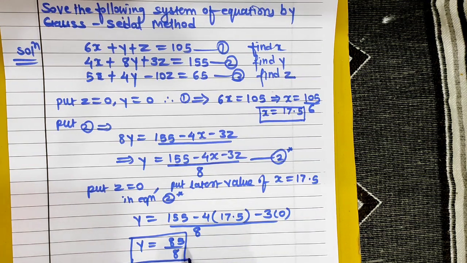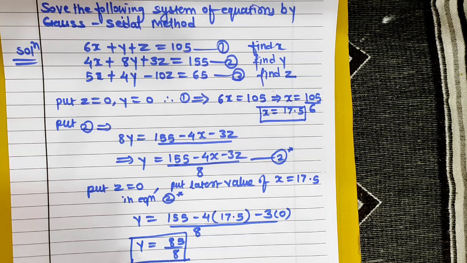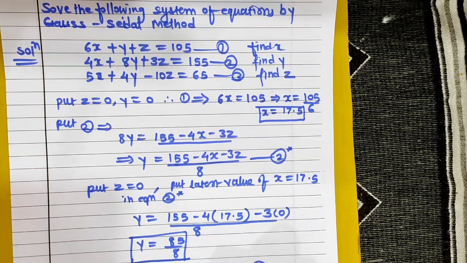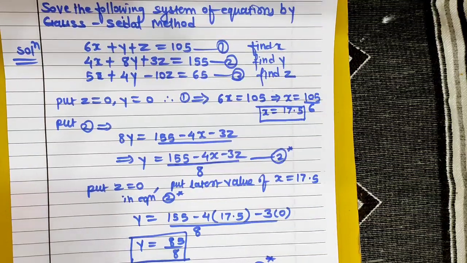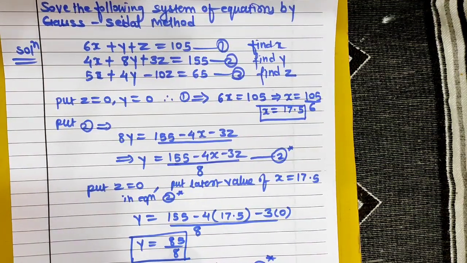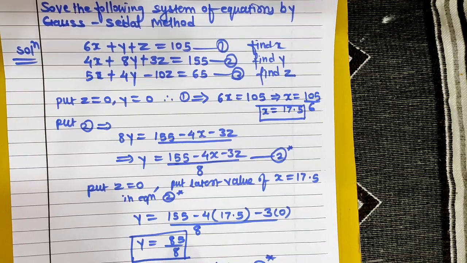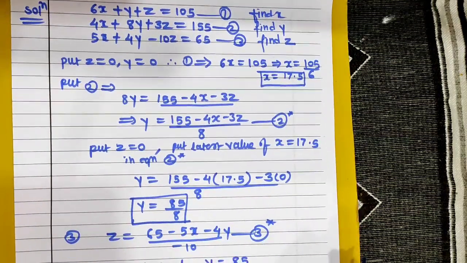x and y here. So we have the latest value of x and y here. So substitute that, give this one as a 3 star. So put x equal to, what is the latest value of x? That is 17.5 and y equal to 85 by 8. Okay.